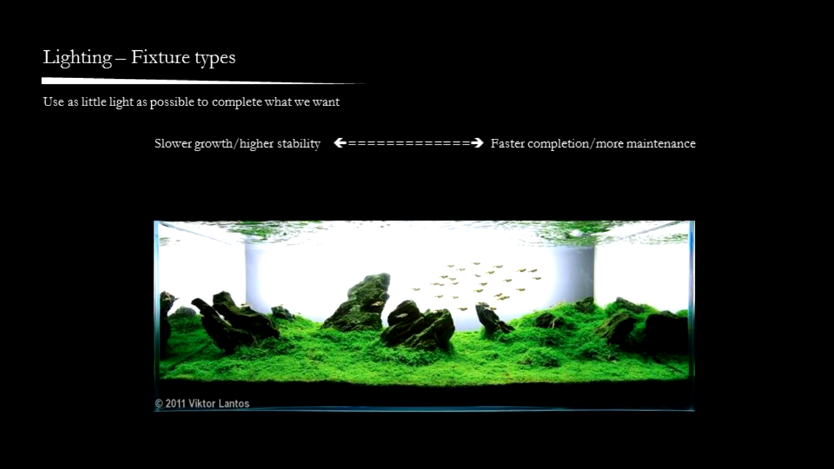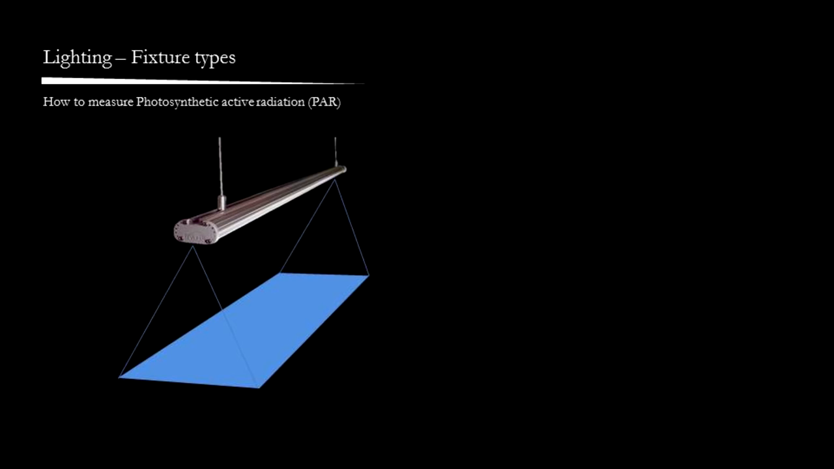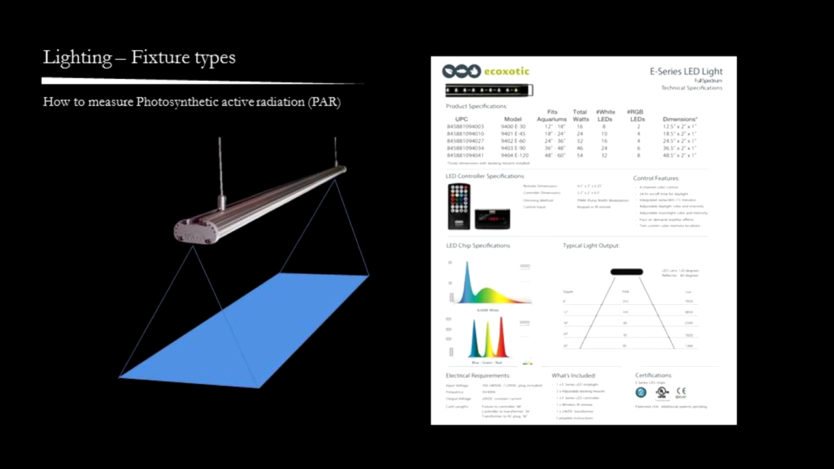For many Iwagumi style tanks with just a monoculture of HC or glosso as a carpet, I think that using as little light as possible to complete the carpet makes sense, because if you have more light, then it just means more trimming work to keep the look intact. Once you have decided on a certain PAR level for your tank, then the next question is, how do you measure PAR? Most of the better lights would publish their PAR levels in their technical specifications sheet.